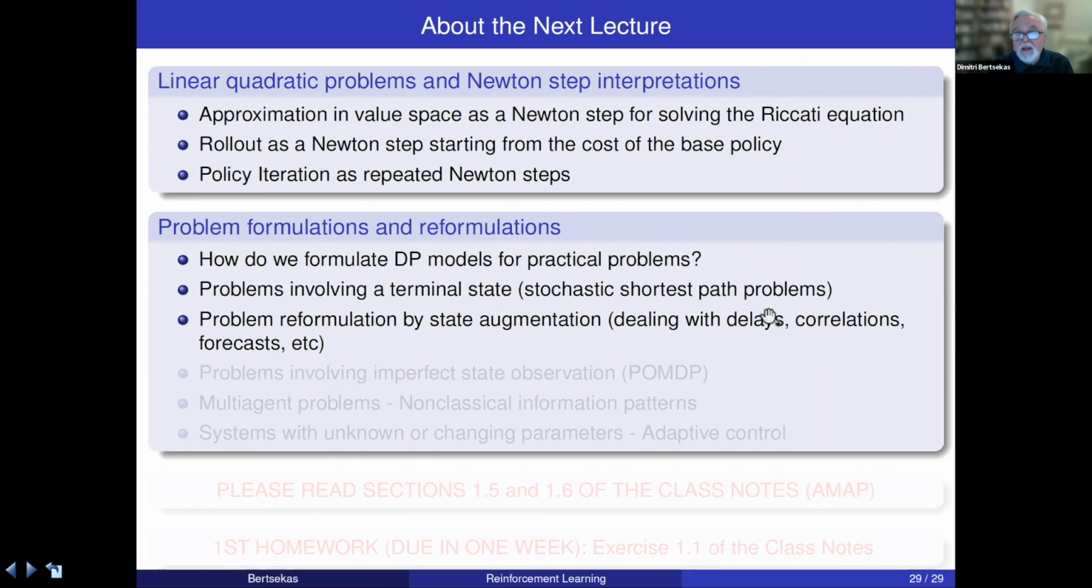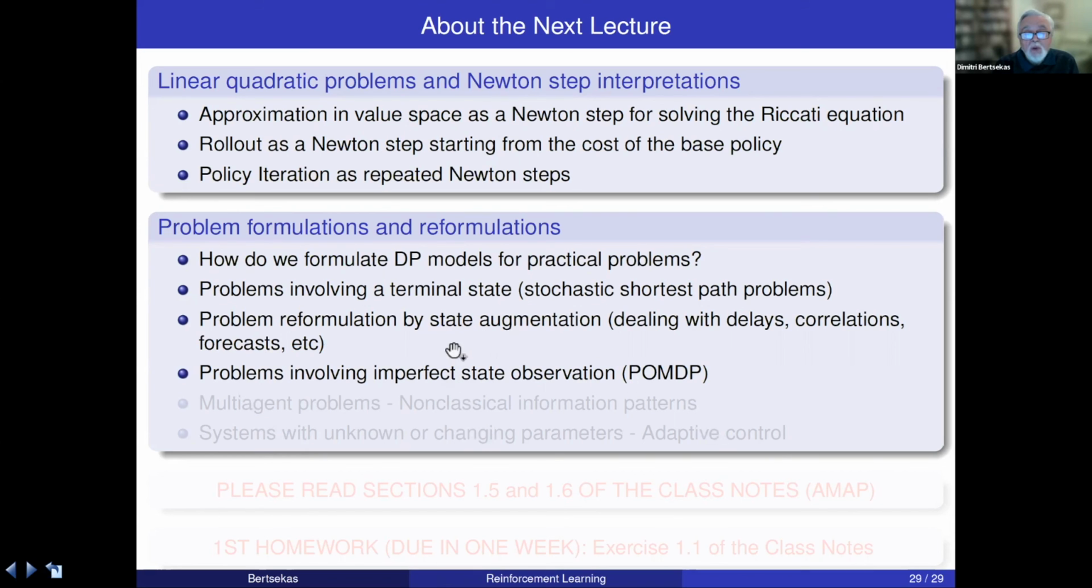There are many, many different problems that are more complicated than the ones that we have discussed, but can be reformulated in the format that we have discussed. And the process is called state augmentation. And it's very convenient because it allows us to apply the general theory to more complicated problems.